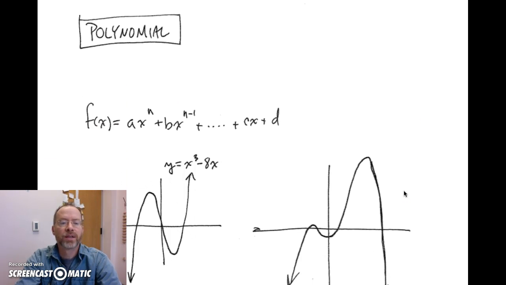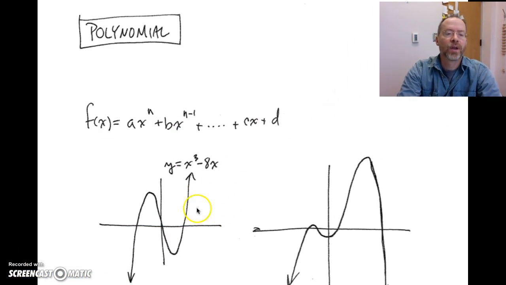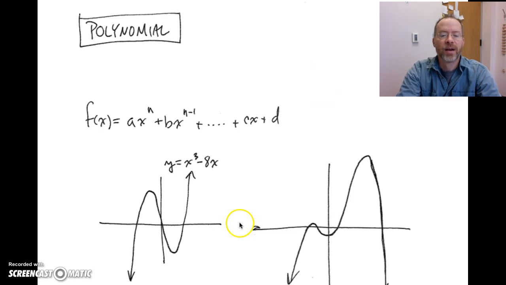Now, generalizing this to higher degree polynomials. What if we're looking at an example like, and I just used an equation rather than writing it in function notation, y equals x cubed minus 8x. That is an odd function that has a graph that looks like this. So rather than a parabola, it's got one more turning point, one more turn.